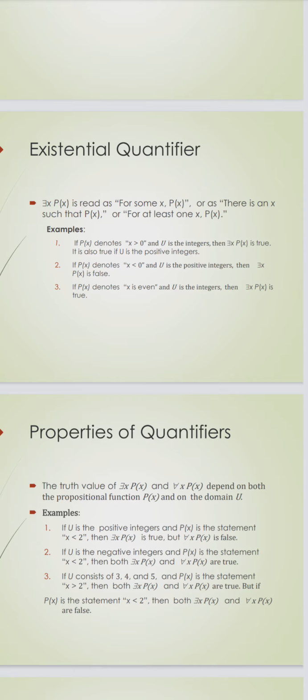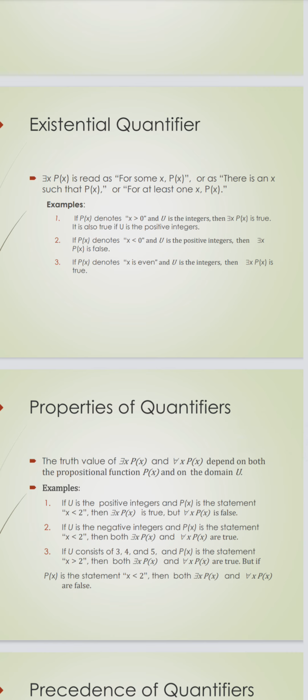If p of x denotes x less than 0 and U is the positive integers, then there exists x p of x is false. The condition is x less than 0, but the universal set is the positive integers, so there exists x p of x is false. If p of x denotes x is even and U is the integers, then there exists x p of x is true, because the integer set includes positive and negative numbers, and this includes even numbers.